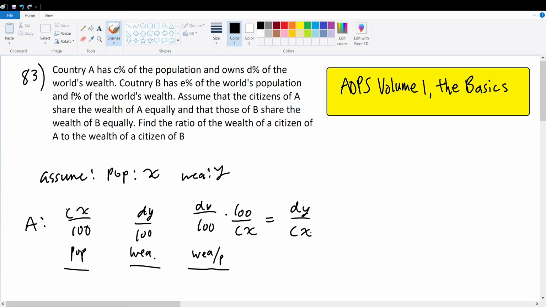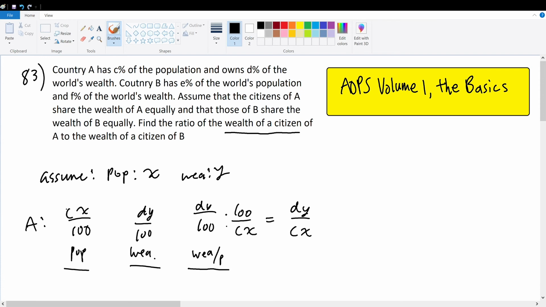And notice why I didn't divide DY over 100 with CX over 100, because then we will get population per wealth, and that wouldn't make any sense. The only thing that makes sense is wealth per person, and that is what we need to find. We need to find the ratio of the wealth of a citizen. So we need to find wealth per person in country A and country B. Hence, that's how I did it.